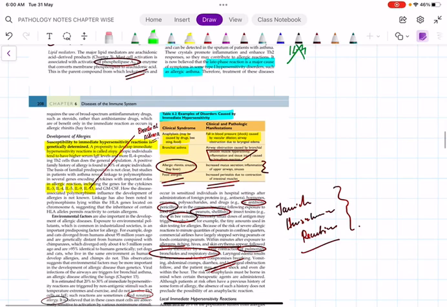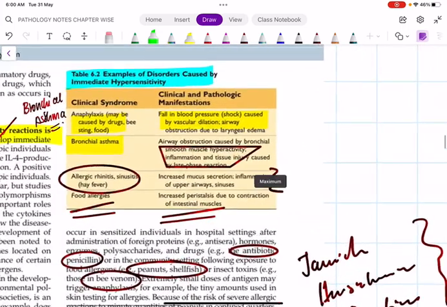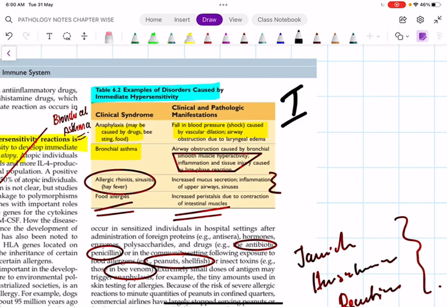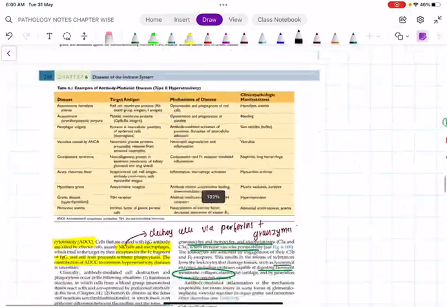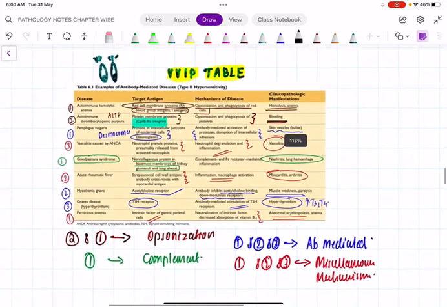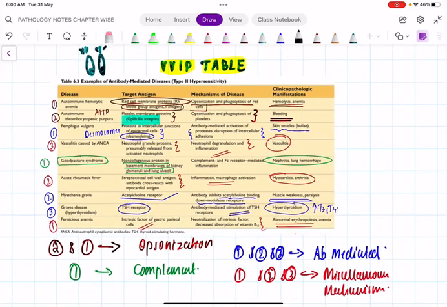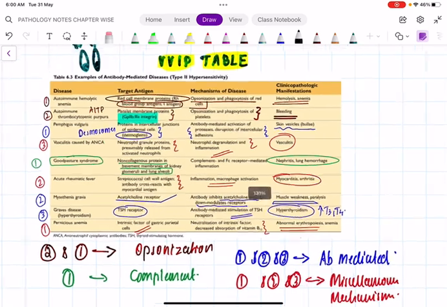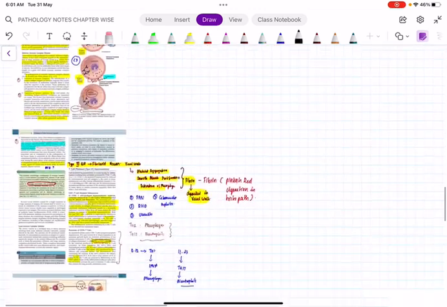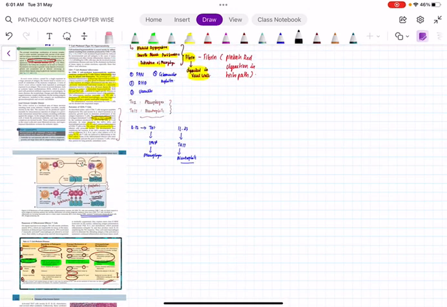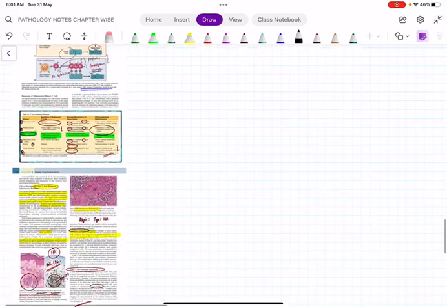At last, I will ask you to remember four tables. Number one table: anaphylaxis, bronchial asthma, allergic rhinitis, food allergy, examples of type 1 hypersensitive reaction. Second table, which I have explained in detail, is a VVIP table: opsonization, complement, antibody mediated, miscellaneous. Please go through these examples. You can't skip this. You can't go to the pathology prof exam without learning the hypersensitivity reactions. One question is a must, in micro also: type 1 hypersensitivity reaction is a microbiology essay question.